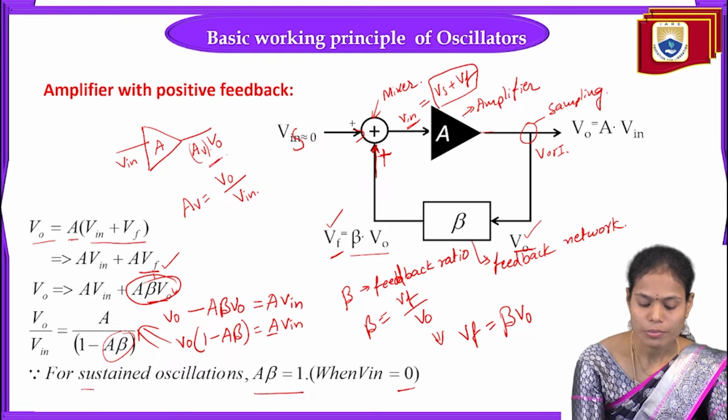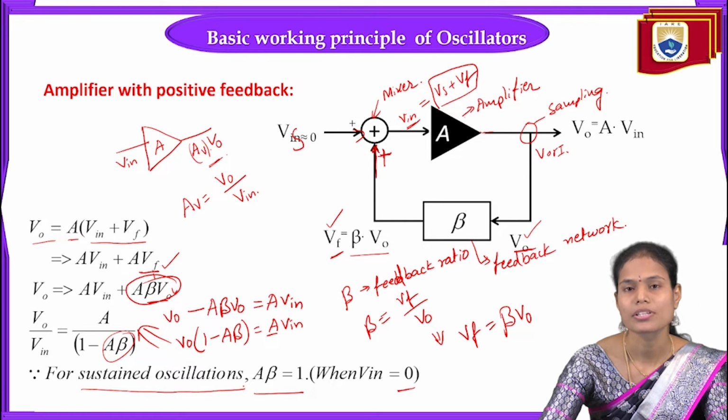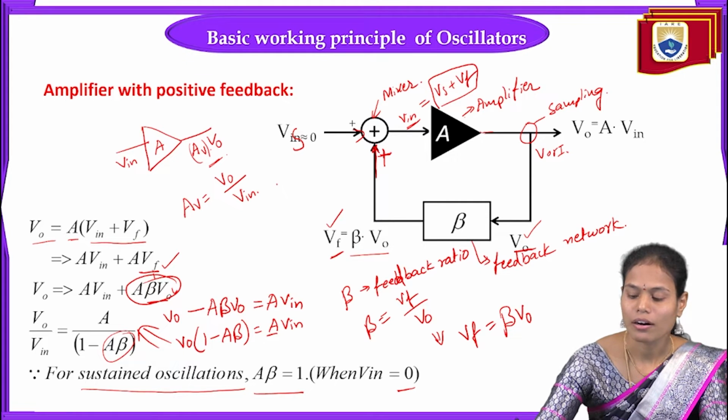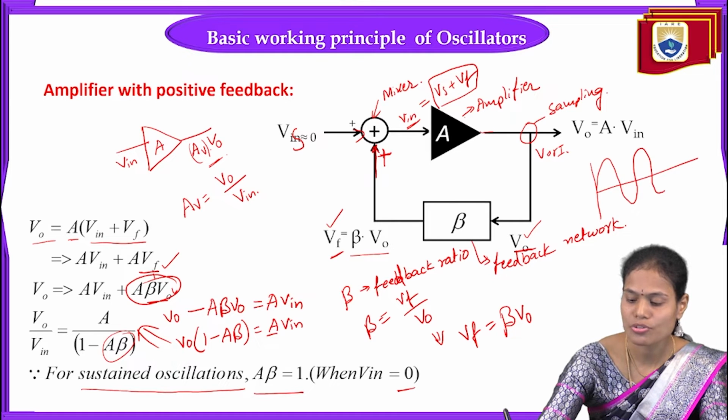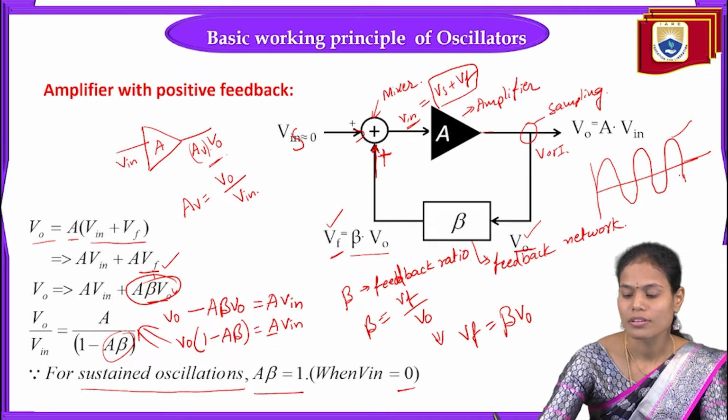Okay. So what is meant by sustained oscillations here? Sustained oscillations means across the output of the oscillator, we need to get a constant amplitude signal with a stable frequency range. That is, the amplitude as well as the frequency of the signal should not change, so that we can call these oscillations or waveforms sustained oscillations or sustained waveforms.